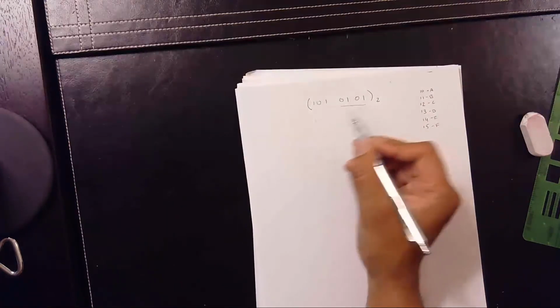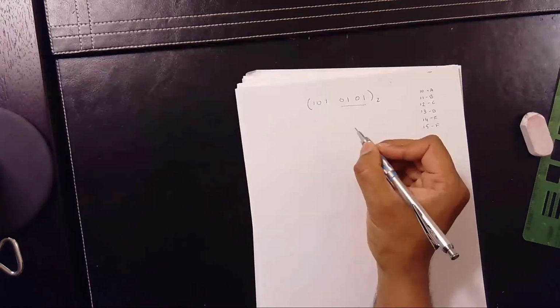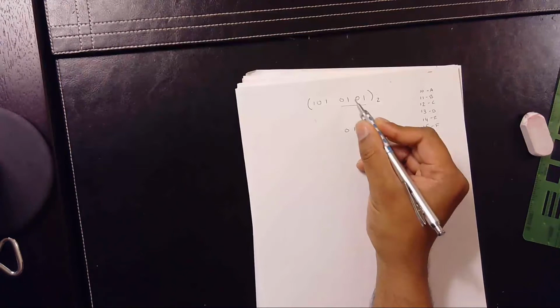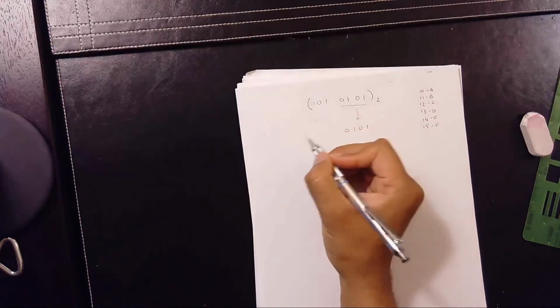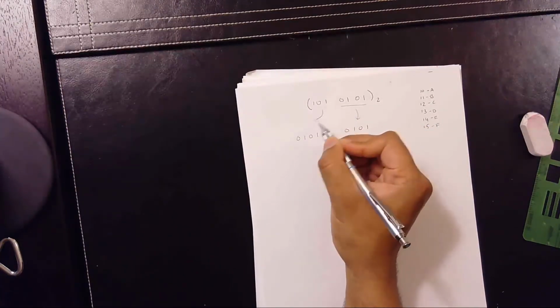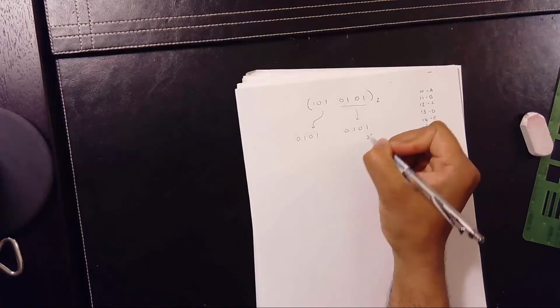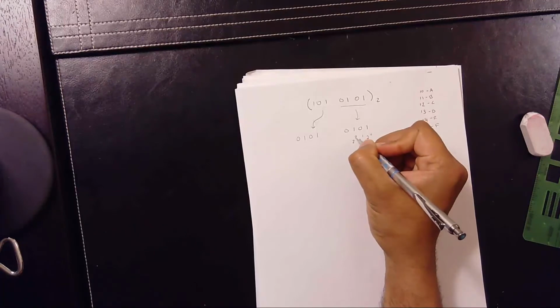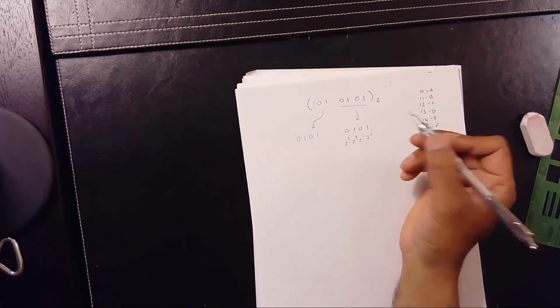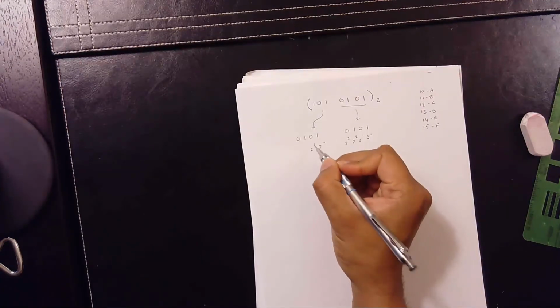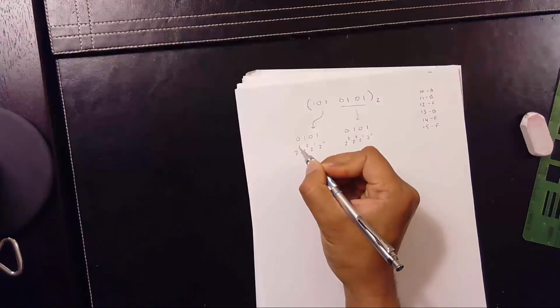So 4, and then you have 3. What do we do? Well, write out the 4 here, right? And then here it would be 0, 1, 0, 1. Okay? So this is going to be what? 2 to the 0 power, 2 to the first power, 2 squared, 2 to the third.